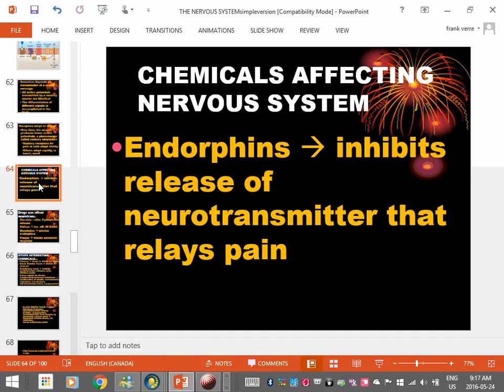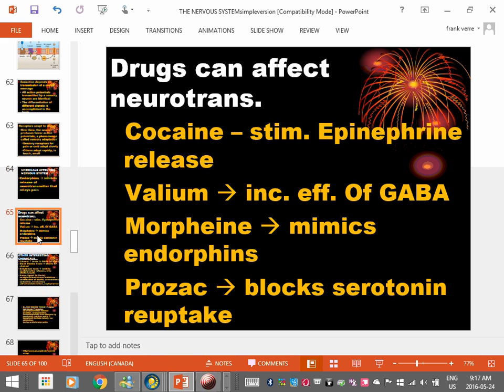So I have a list here of chemicals that affect the nervous system. And we'll talk about how some of them work, okay? Like, for example, you ever hear of endorphins? Those are like natural painkillers, okay? Here are some other chemicals. So, like, for example, cocaine stimulates the release of epinephrine. So what would that do to your heart rate? It would increase it. Valium, on the other hand, increases the effectiveness of GABA.